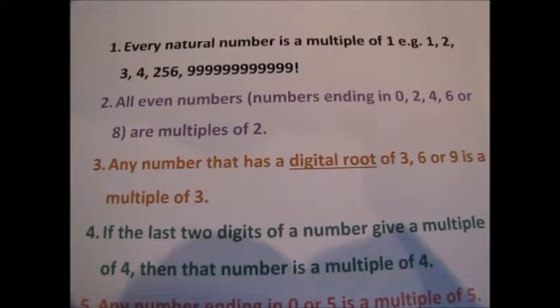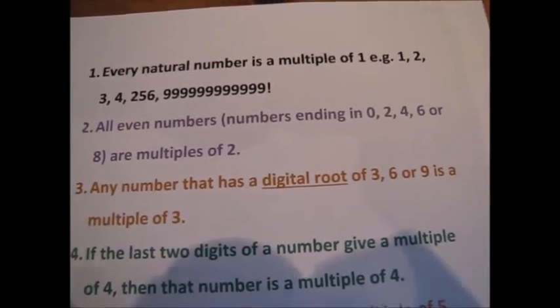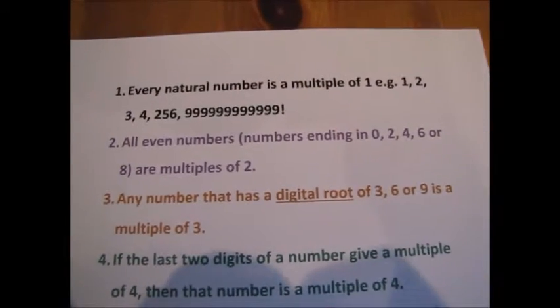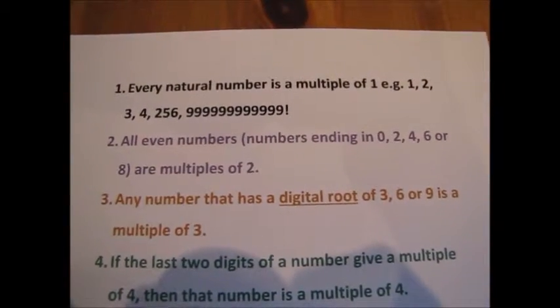It's an even number. So that's also a multiple of 2. Now, number 3 is a little bit more tricky. Any number that has a digital root of 3, 6, or 9 is a multiple of 3. So let me just show you how to work that out. Okay, to find the digital root of 23,012, I'm simply going to add all the digits up.